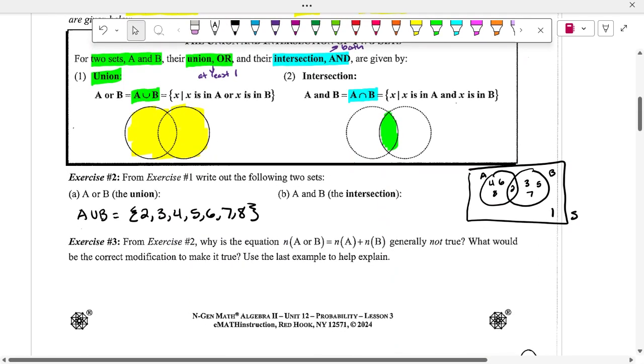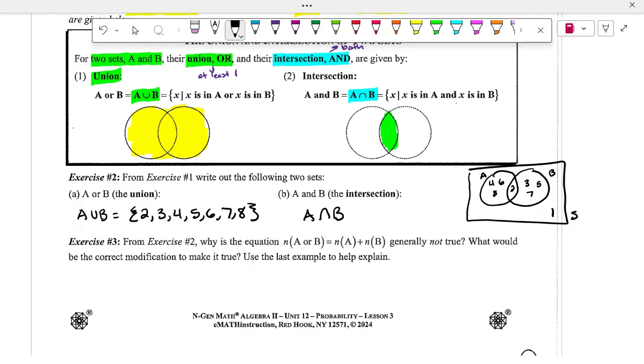Now, the intersection of A and B. By the way, intersection is an upside down U. So just remember the two signs you know: a U and an upside down U. U obviously means union, it starts with a U, and then the other one will be intersection. So what's the only number that overlaps? 2. And yes, you can have a set of one number.